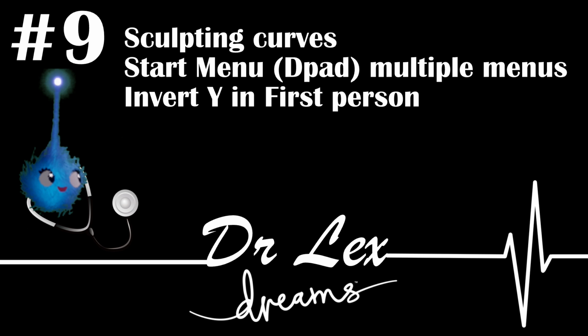The third one is inverting Y in first person. Now this is very specific to the media molecule first person character model. So this is not going to help you out if you're building your first person camera from scratch. This is only how to invert Y with the media molecule pre-built character model.